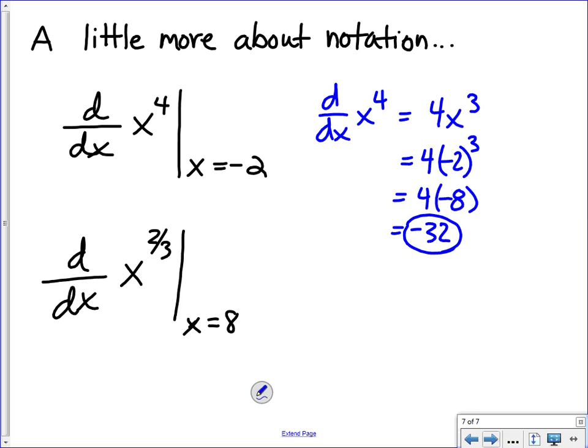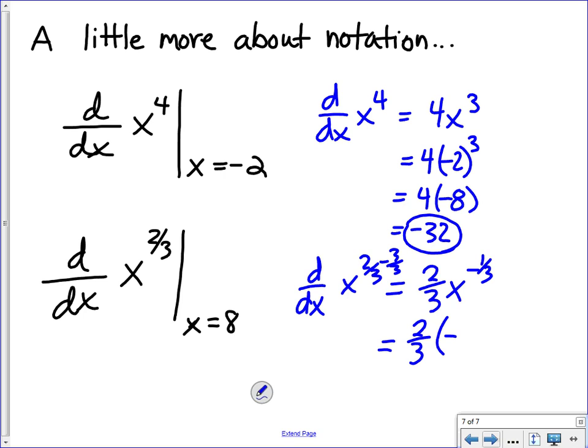And then the second example is asking you to find the derivative of x to the 2/3, and then when x equals 8. So then we'll plug in 8 for x. Okay, let's apply our power rule. So this will be 2/3 x to the, you're going to subtract 1, but you want to make it 3 over 3. And then 2 minus 3 is negative 1/3. Okay, now if we plug in an 8, this becomes 2/3 times negative 8 to the negative 1/3.